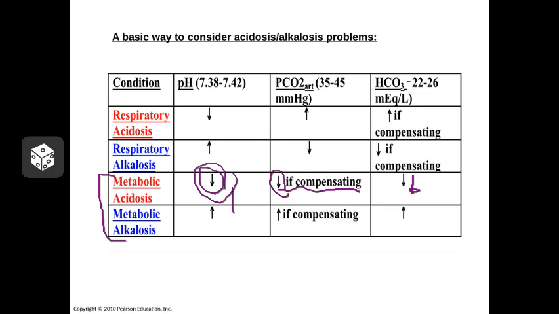In metabolic alkalosis, we have too few hydrogen ions and the pH increases. The respiratory system will attempt to compensate. It will slow respiration, conserving carbon dioxide, and so PCO2 will increase. In addition, bicarbonate levels will increase.